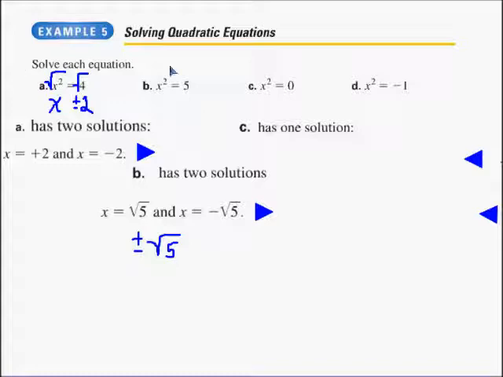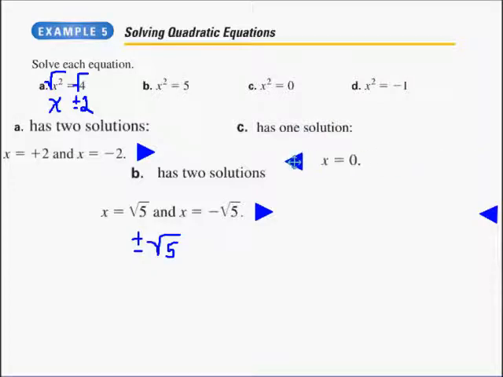Letter C is x squared equals 0, and we said the only way to use one term times itself to get to 0 would be if that answer only had one solution, that solution being x equals 0. 0 times 0 is the only way to get to 0 with the same multiplicative term.